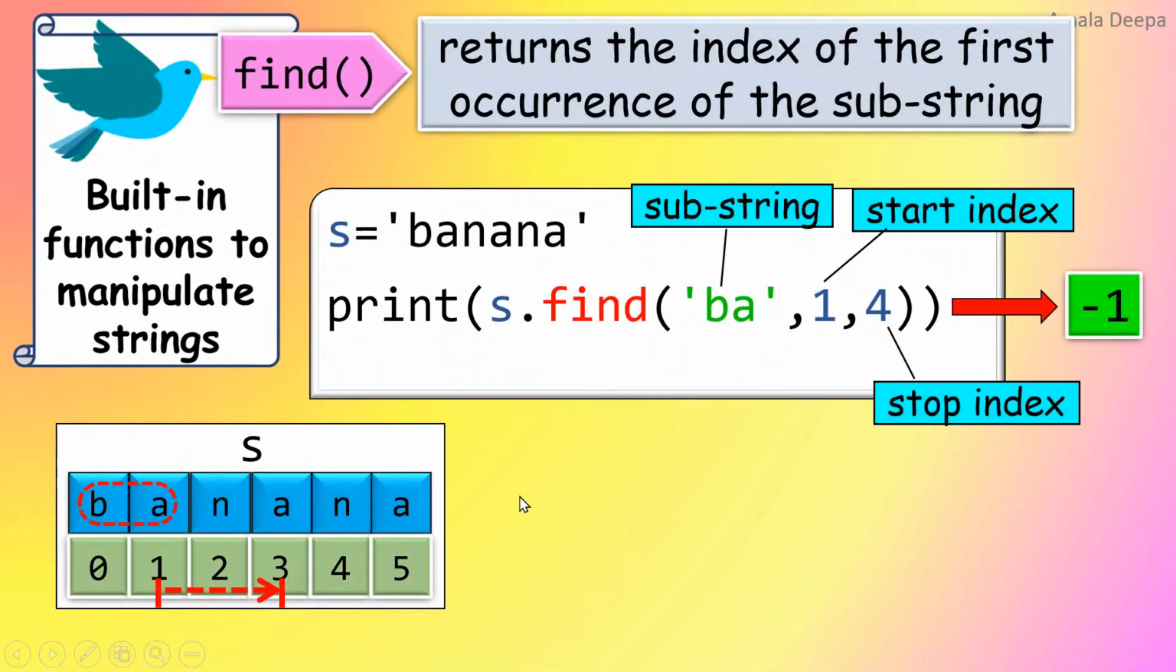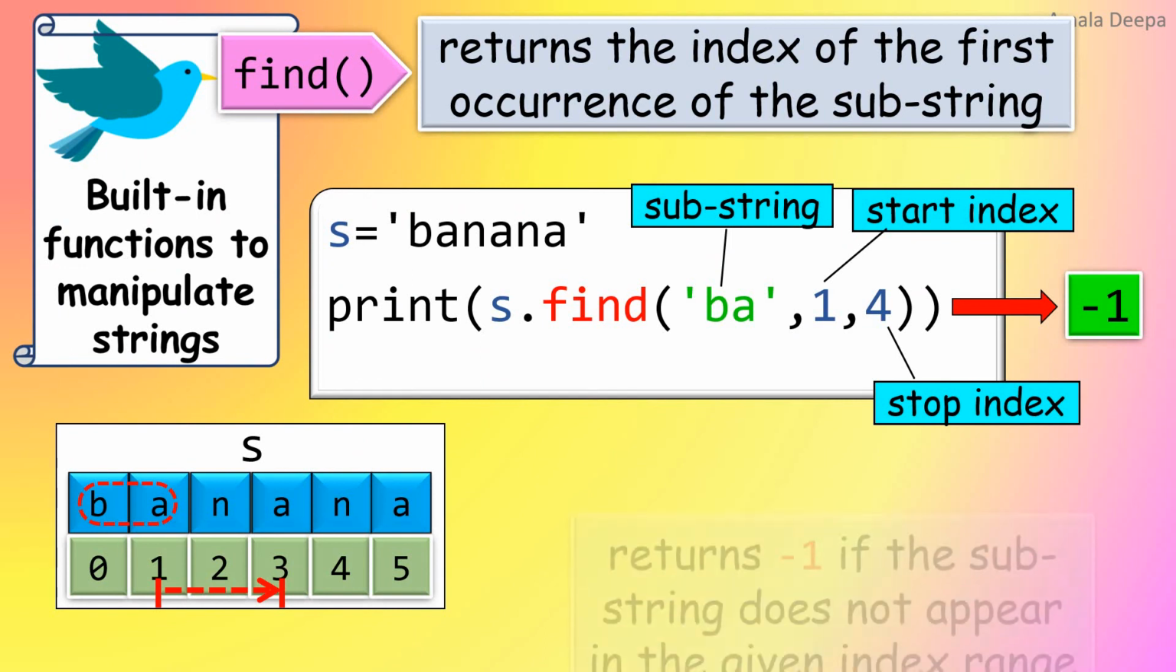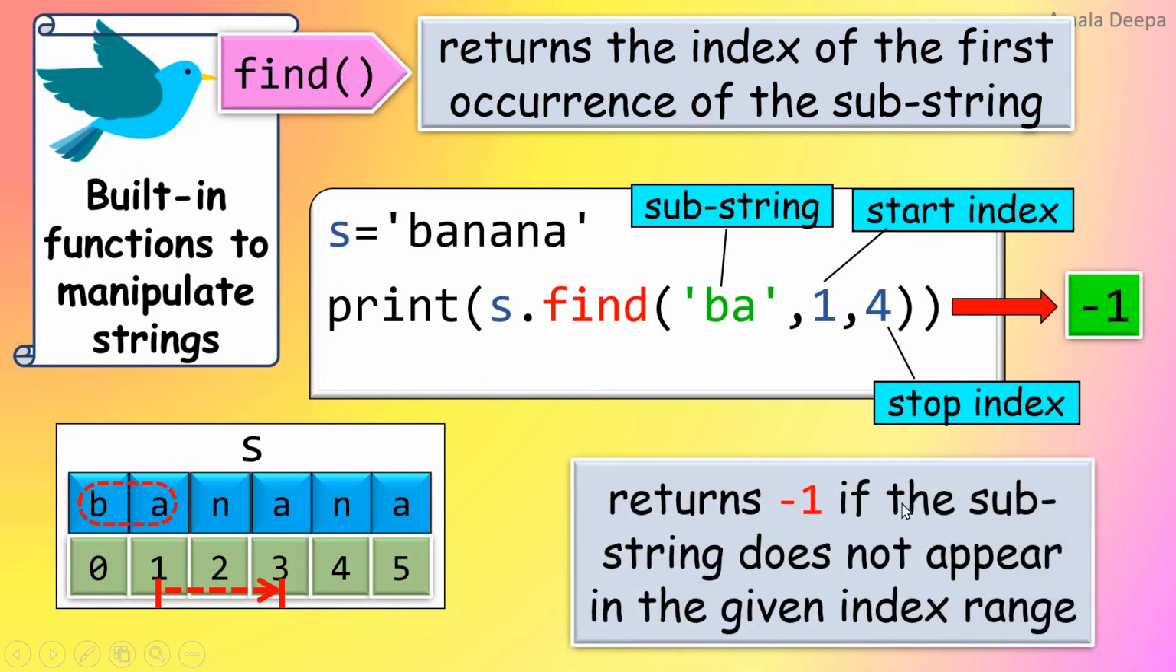So when will the find function give -1? It will return -1 if the substring does not appear in the given index range. So the find function will return -1 if the substring does not appear at all, or even if it appears, if it doesn't appear in the given range, it will then also give -1.